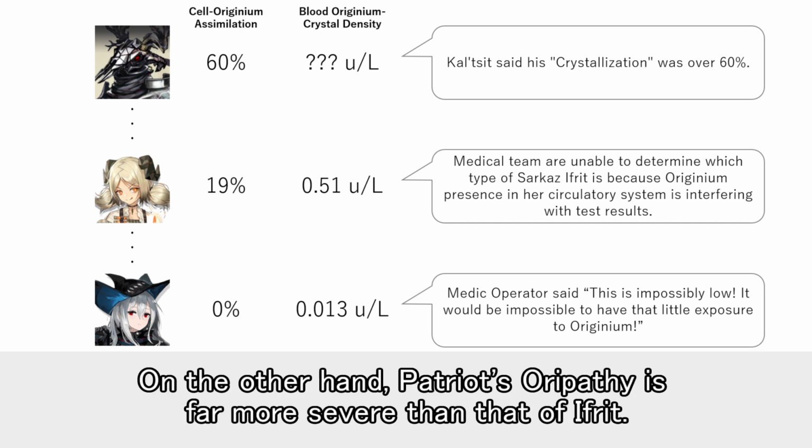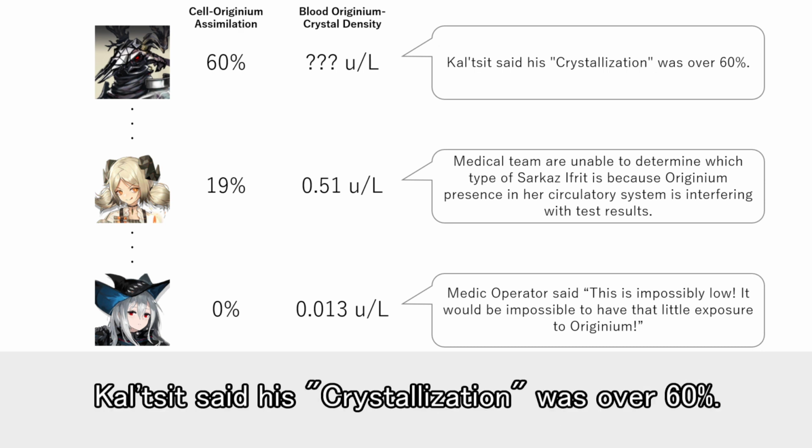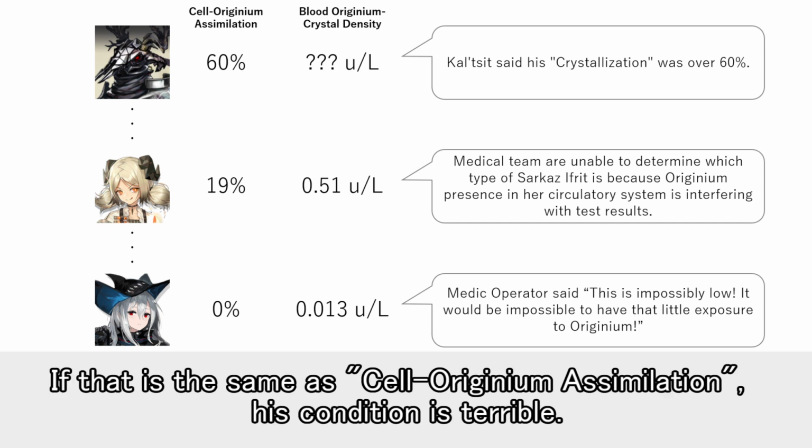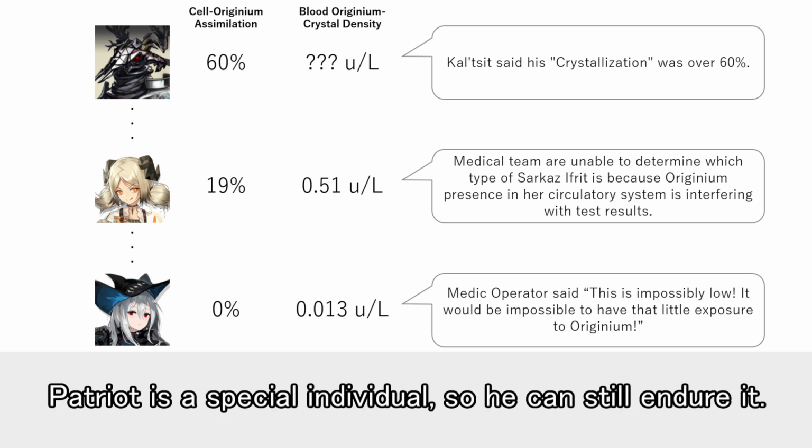On the other hand, Patriot's Oripathy is far more severe than that of Ifrit. Kelsey said his crystallization was over 60%. If that is the same as Cell-Originium assimilation, his condition is terrible. Patriot is a special individual, so he can still endure it.